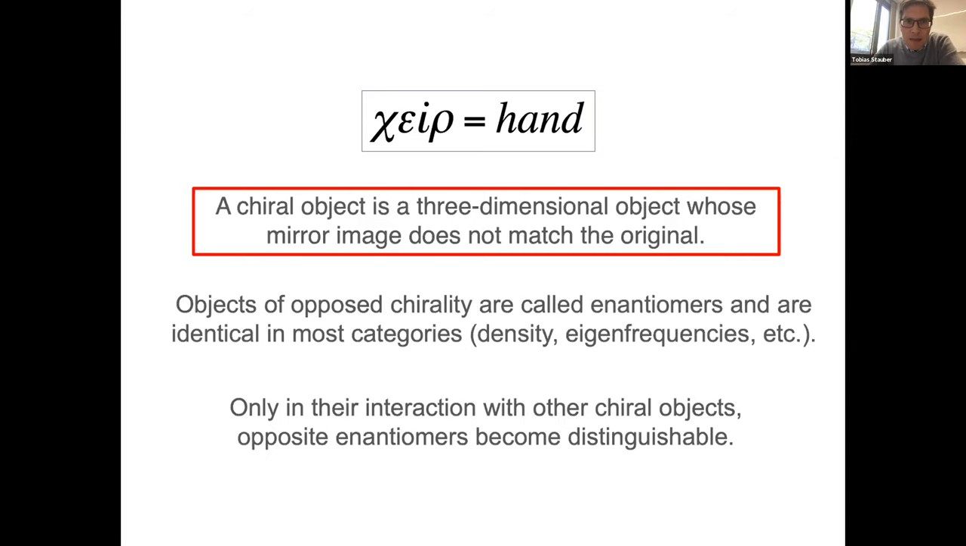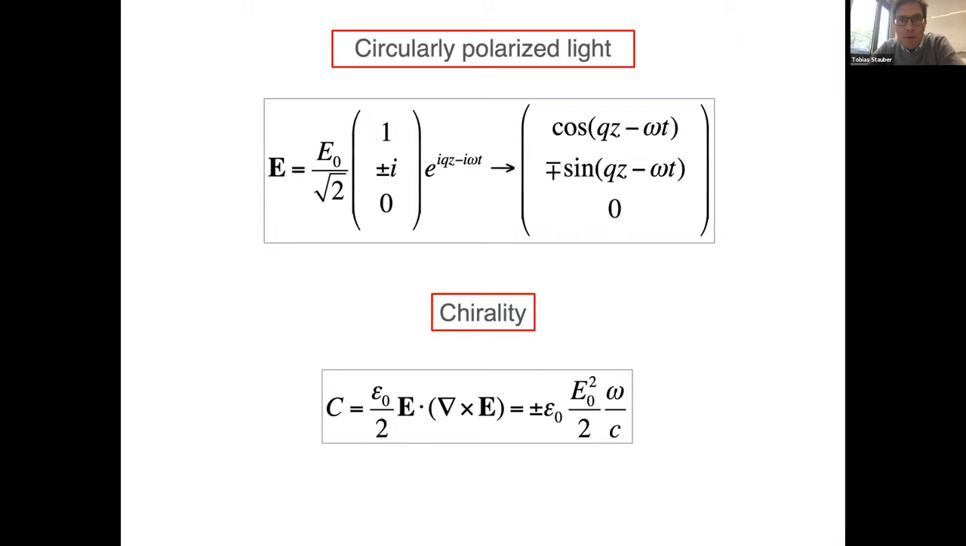And normally different enantiomers cannot be distinguished. They are totally equal in density, eigenfrequencies, and so on. But the only possibility to distinguish them is by the interaction with another chiral object. And the most prominent chiral object is probably circularly polarized light, where you propagate light and the polarization plane is changing with the propagation. So you can see here that the E field is rotating, the X and Y components rotating with respect to each other.